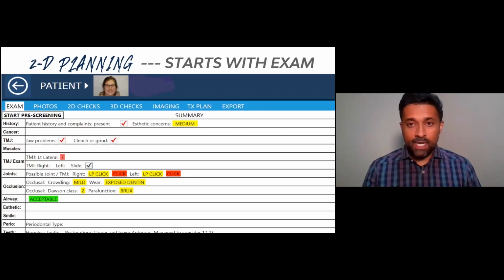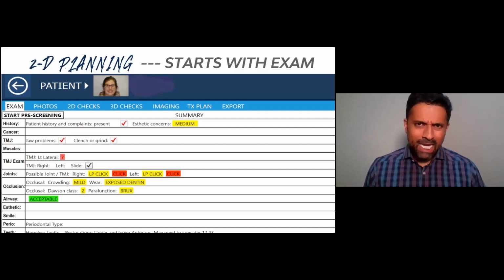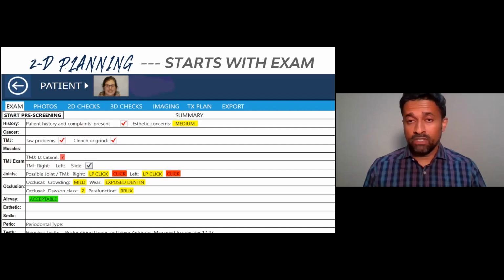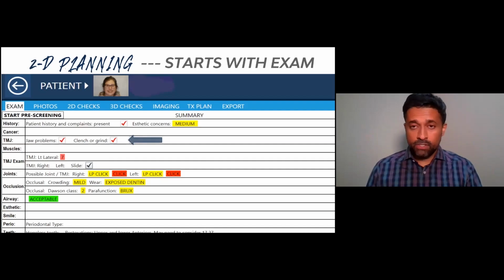And this slide here is just showing you a summary of what we found from her exam. Anything yellow is things to be aware of, things in red are more of concern, green, everything's good. So with her exam, these are the things that stood out. Like she reported, she clenches and grinds her teeth.